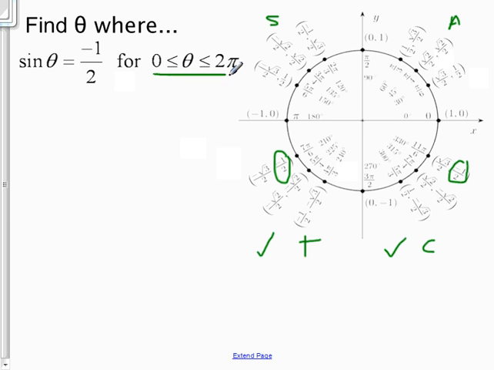So on the interval of 0 to 2 pi, meaning theta is in radians, my two answers would be answer number 1, 7 pi over 6. Answer number 2, 11 pi over 6. So all I'm doing is figuring out where the exact value is, and then matching it up with the angle measure. And that's my answer.